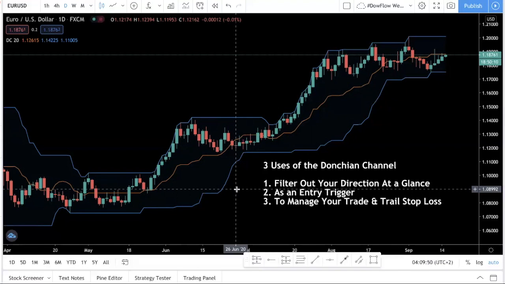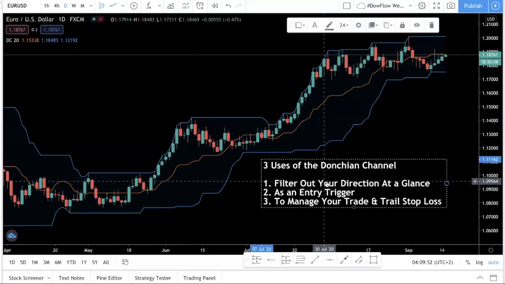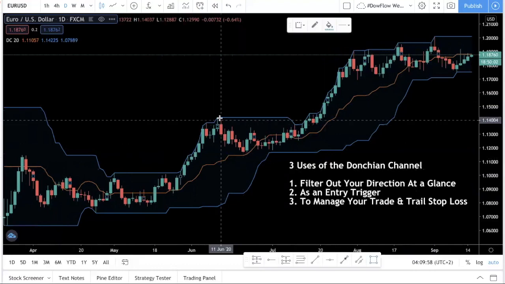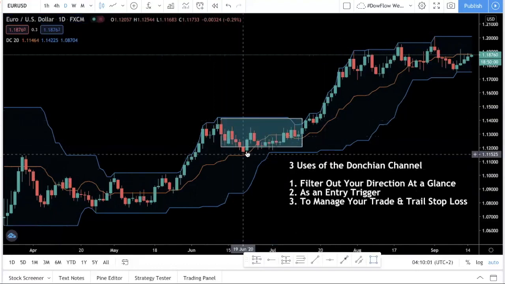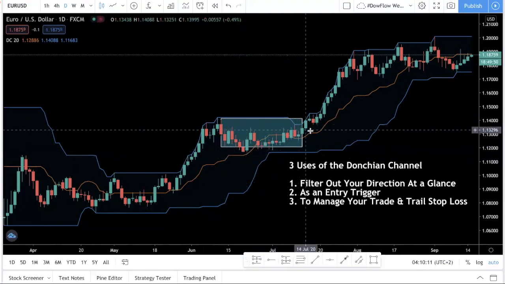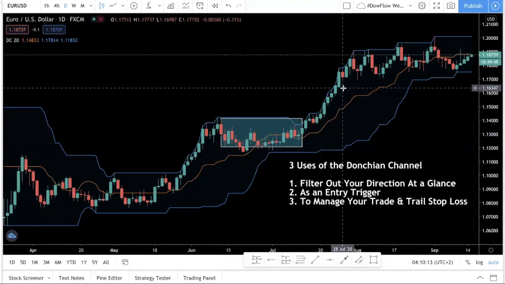So this indicator will help you filter out your direction at a glance. Okay, what you want to do is ask yourself, let's look at price somewhere around here. Is price above or below this middle orange line? Okay, so as a general rule of thumb, if price is above it, let's say this area is price above, you only want to be buying, okay? You do not want to be selling. So at a glance, you know that, okay, I should not be selling.